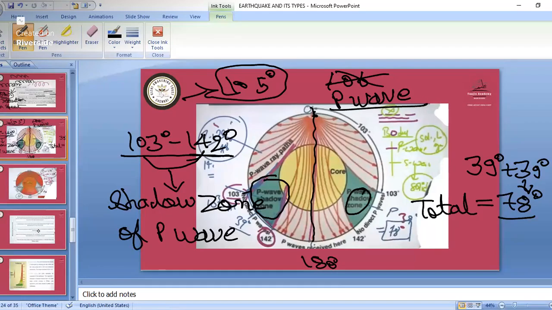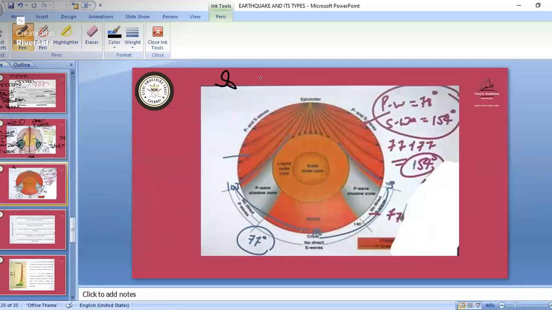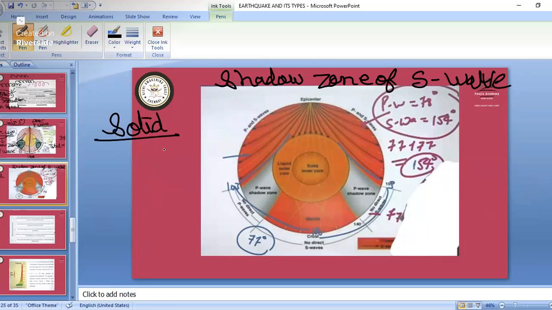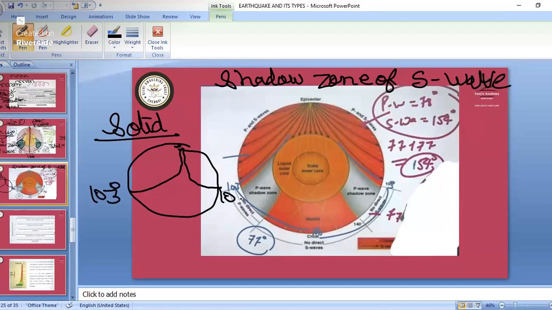Now in this particular part, we have the S wave. Here we'll see about the shadow zone of the S wave. We know that this S wave travels only through the solid. So what happens in that case? After 103 degree, what is happening? After that, we are not seeing these secondary waves. From 103 till 180 degree, we are not seeing these secondary waves.